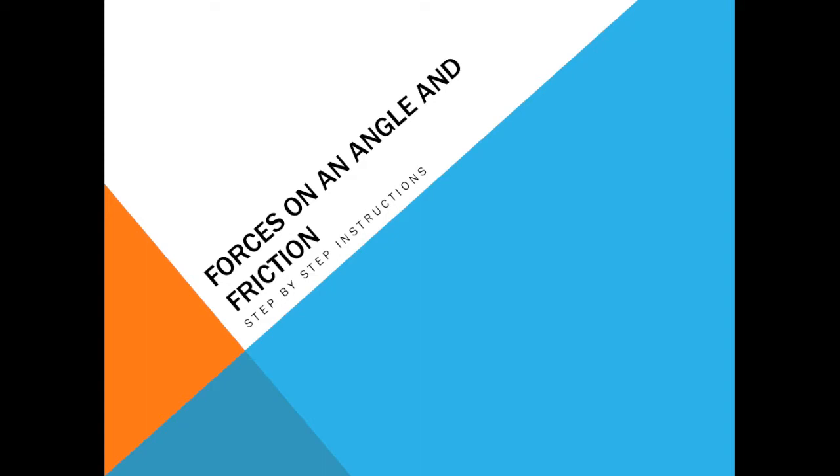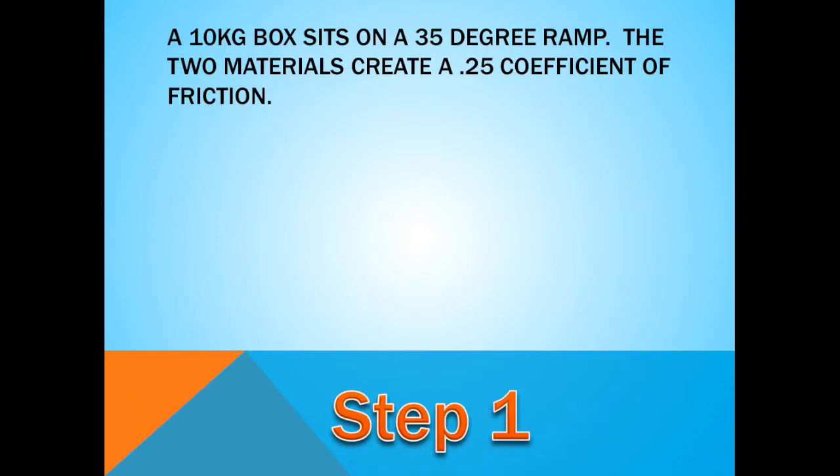Okay, so let's see. This will be step-by-step instruction. There are several steps to it. It shouldn't be this hard, but you can watch it over and over again. Alright, so here's our scenario. A 10-kilogram box sits on a 35-degree ramp. The two materials create a 0.25 coefficient of friction.